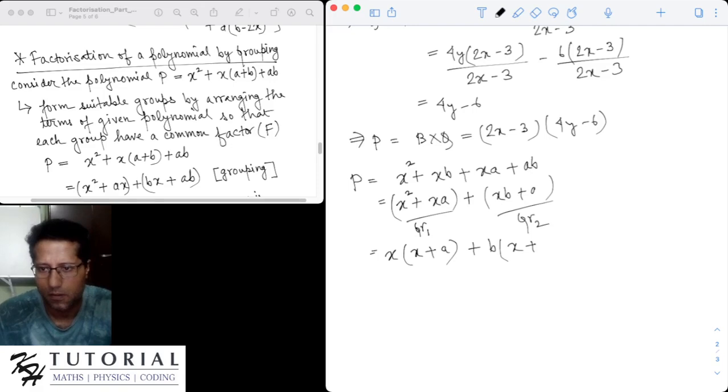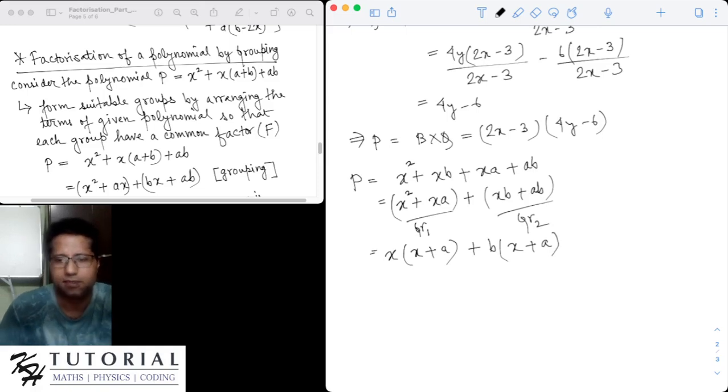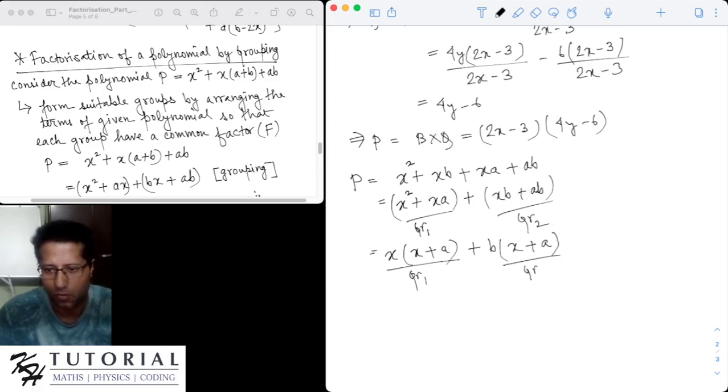Okay, so from the second group I see there is a common factor in all the terms, that is xb and ab have a common factor b. So if I factor out b, I get x plus a. Now I see that the two groups G1 and G2 have a common factor of x plus a. As you can see, this was group 1 and this was group 2, and both the groups now have a common factor x plus a.